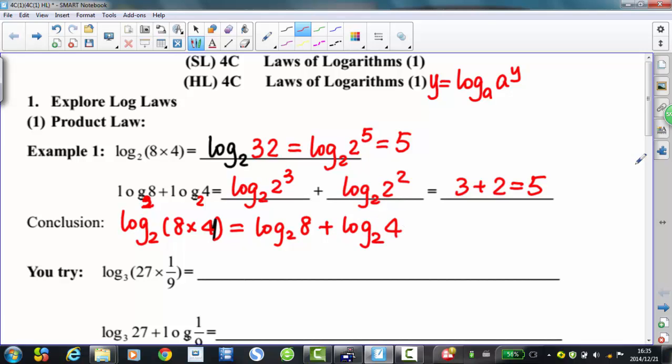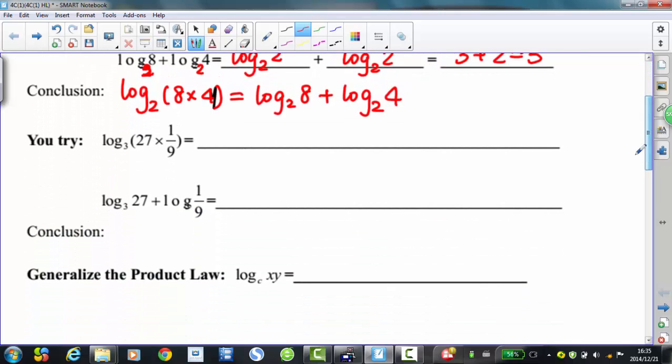So I hope that you guys can have a try for this one. Log base 3, 27 times 1/9. You guys also know the product is 3, and 3 means 3 to the power 1. So the log value is 1.